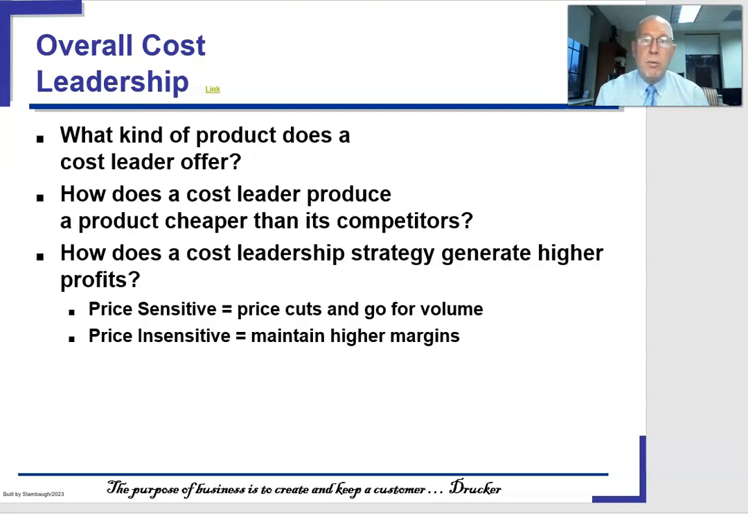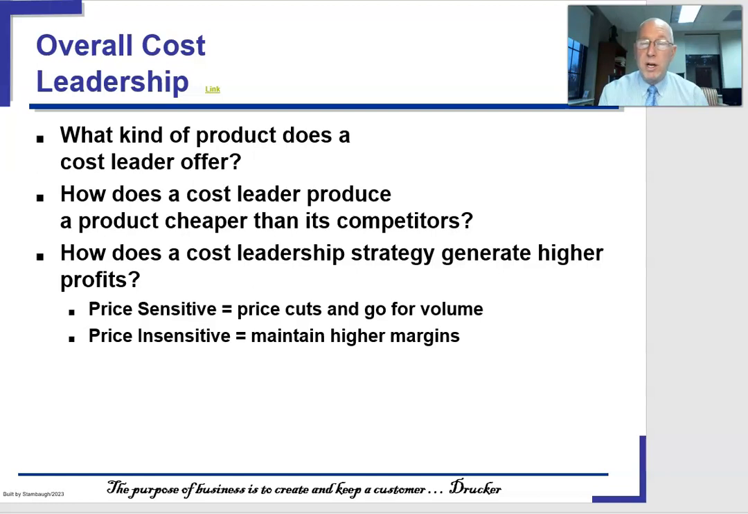If you're in a market where customers are not as price sensitive, you may be better off charging the same price as everyone else and just accepting the higher margins because your costs are lower. You can provide the product less expensively than your competitors, and you just reap the higher profit margins.